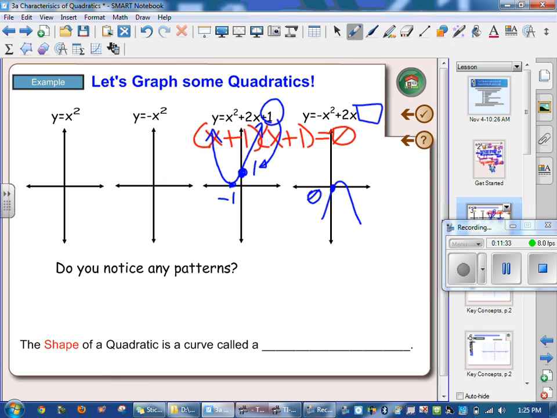Now, what number did he touch over here? What number do you think he touched over there? +2. Good. Now, why is that? Well, let's take a look. If we factored that, let's try and factor that. We've got -x² plus 2x. Remember, we always want x in front here to be positive.